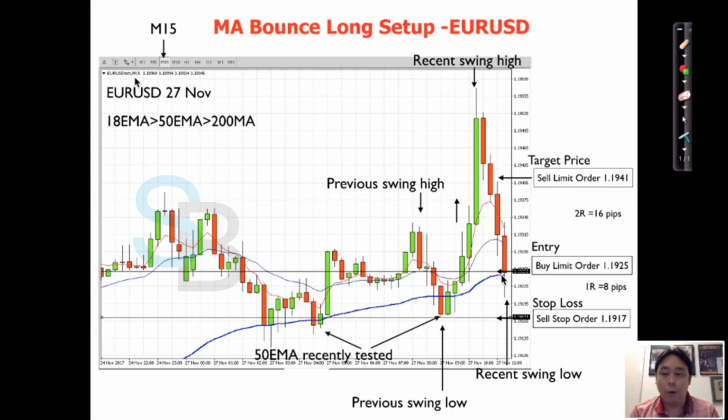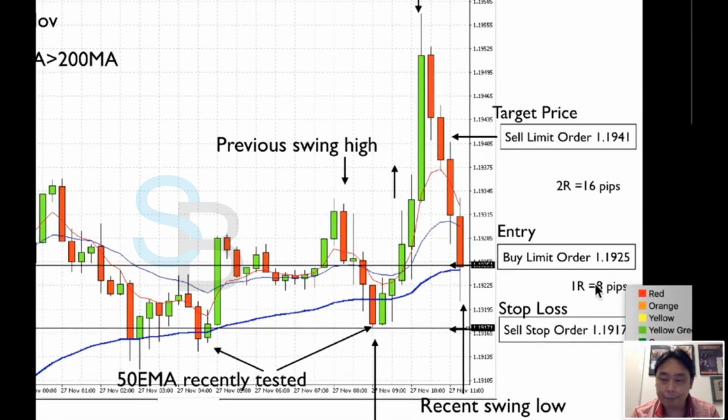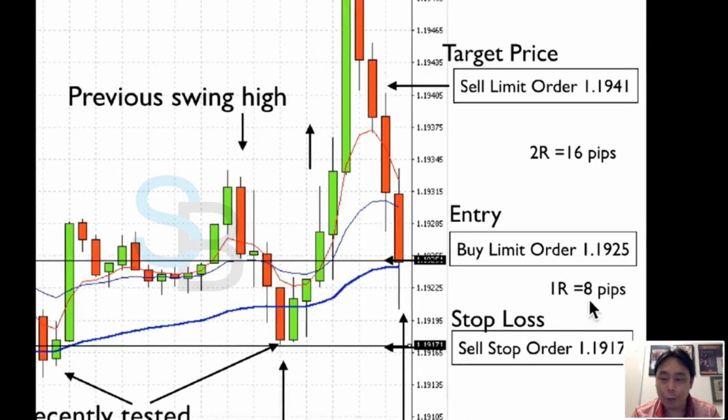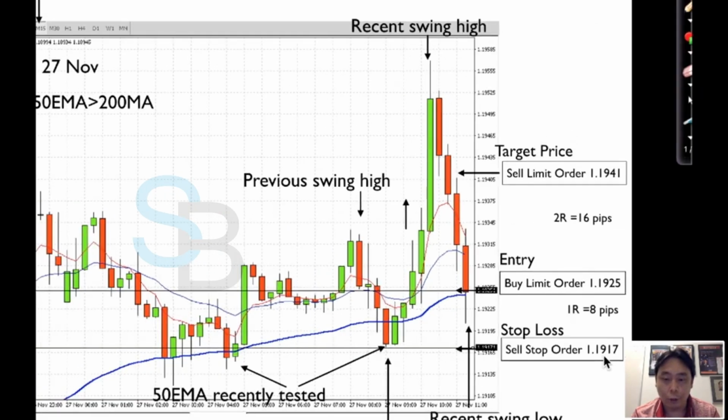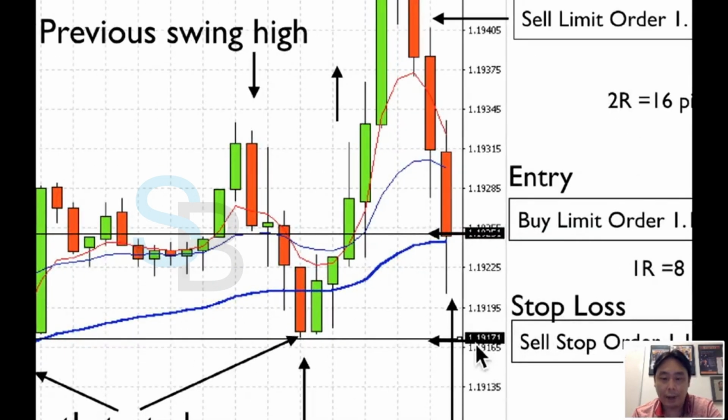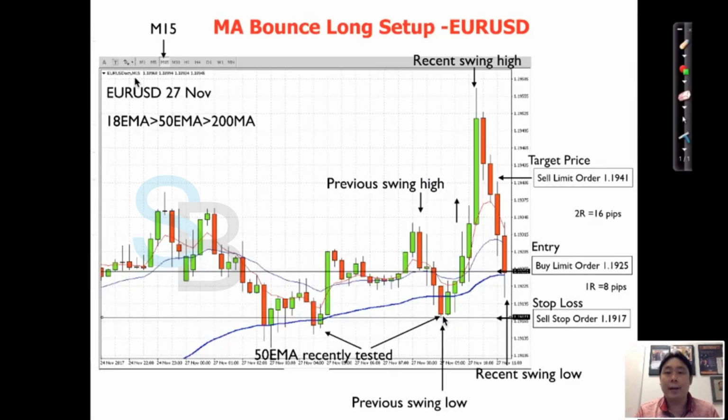Where do I place my stop loss? Again, my stop loss must be at least 8 pips away for non-pound pairs. This is Euro USD, so I could put it 8 pips away. 1925 minus 8 would be 1917. So my stop loss would be at 1917 here. And it so happens that it is below the previous swing low. Like I said, if my stop loss can be below the previous swing low, that is ideal. In this case, it is ideal, right?